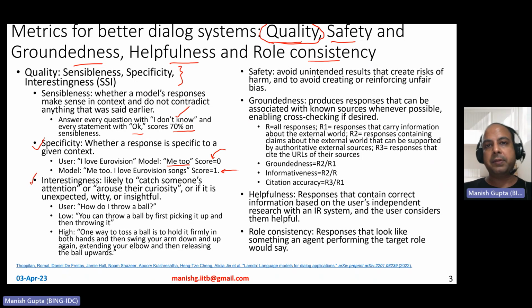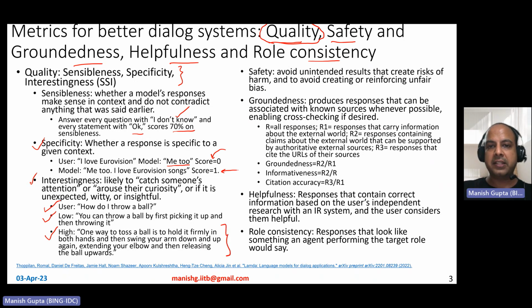The third quality metric that they propose is interestingness, which defines whether the model-generated response is likely to catch someone's attention, arouse their curiosity, or is unexpected, witty, or insightful, right? So, for example, if a user asked, "How do I throw a ball?" and the system just said, "You can throw a ball by first picking it up and throwing it," big deal. It's not very interesting. However, an interesting response would be of this kind: one way to toss a ball is to hold it firmly in both hands, swing your arm down and up, and so on. So sort of trying to tell the spin action and so on, right?